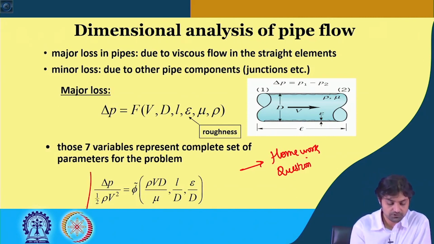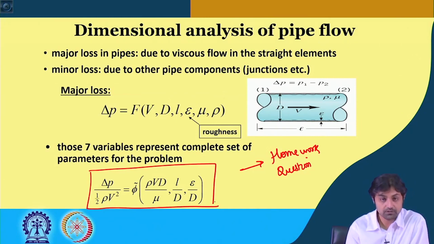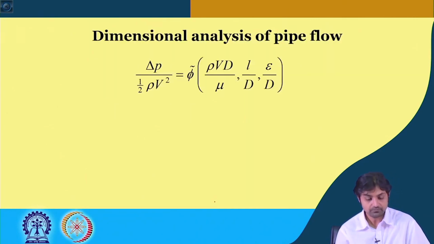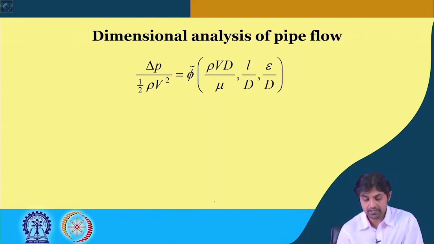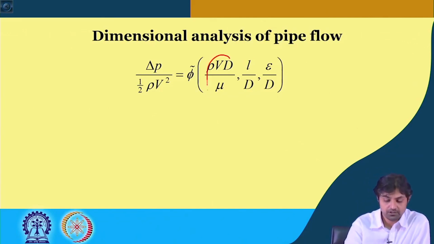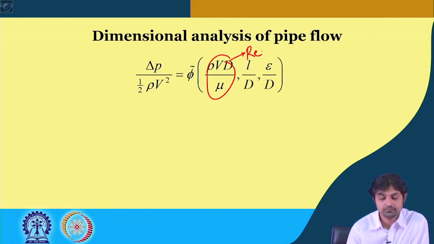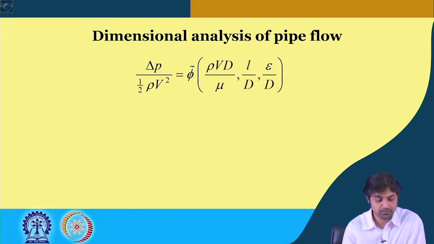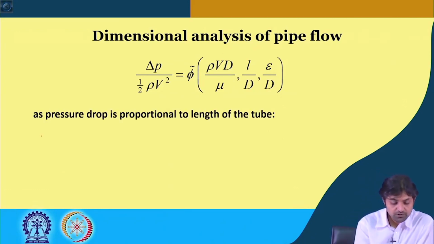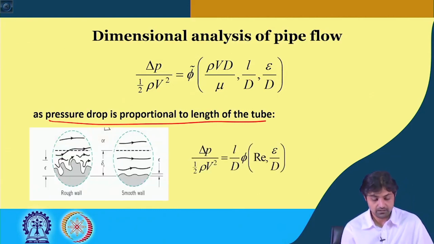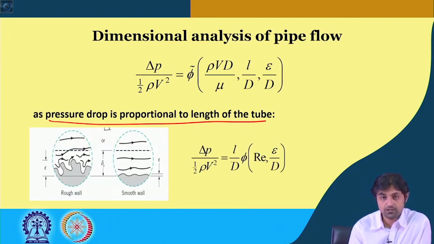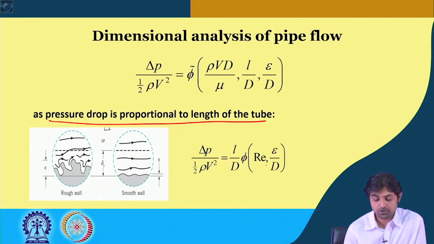All right. So this is the general equation for pressure drop for a pipe flow with roughness element of epsilon. So again we write down delta P by half rho V square is a function of rho V d by mu, L by d and epsilon by d. This is what? This is the Reynolds number. This we know from before, rho V d by mu. Now we already know from before the pressure drop is proportional to the length of the tube. All right. So we can take L by d outside and we can write delta P by half rho V square is equal to L by d as a function of Reynolds number and epsilon by d.